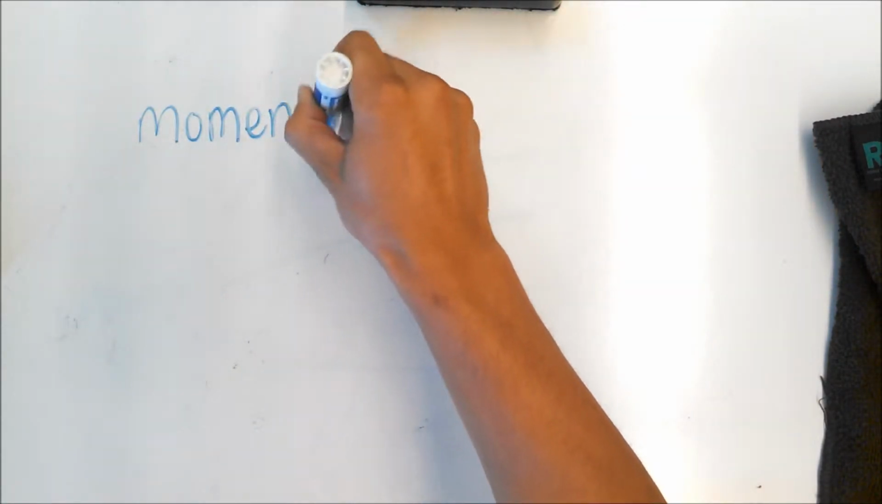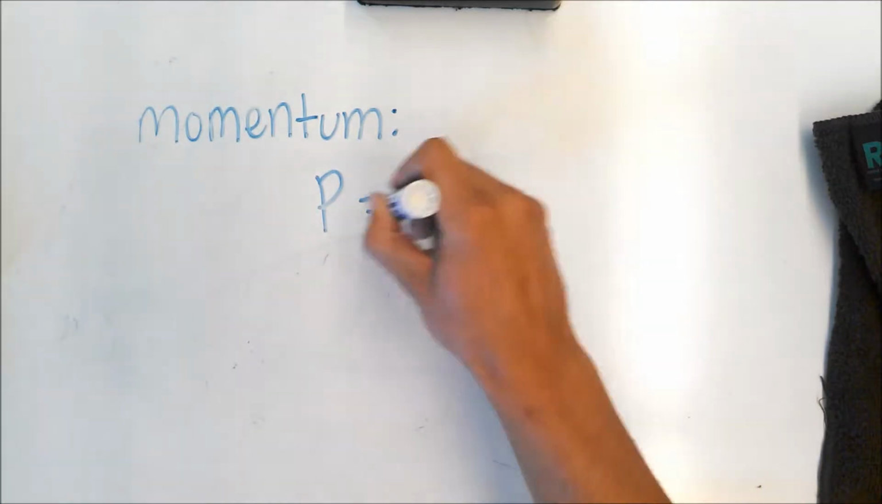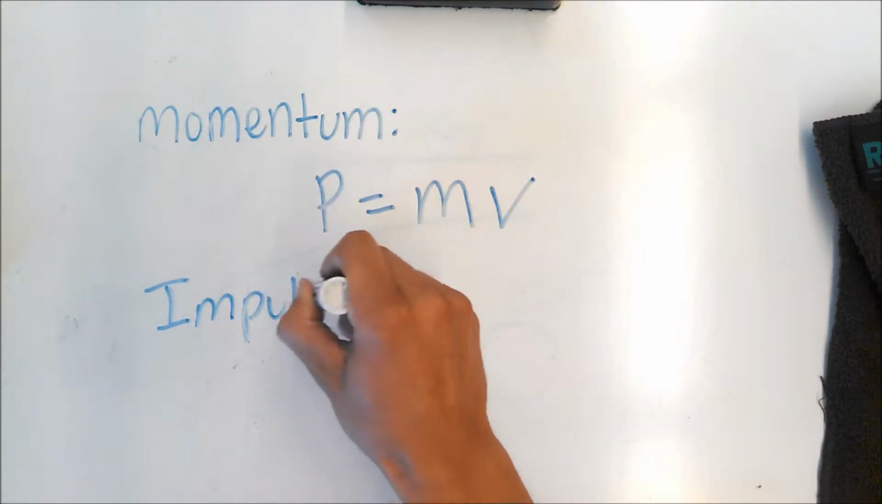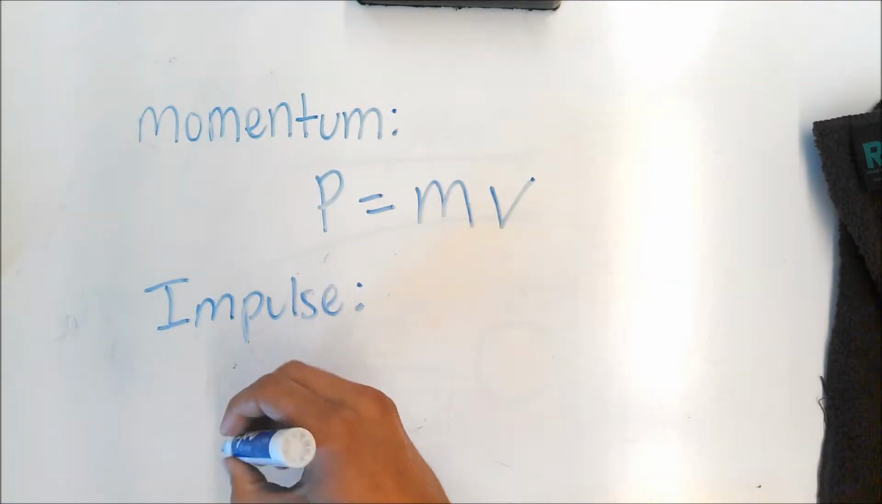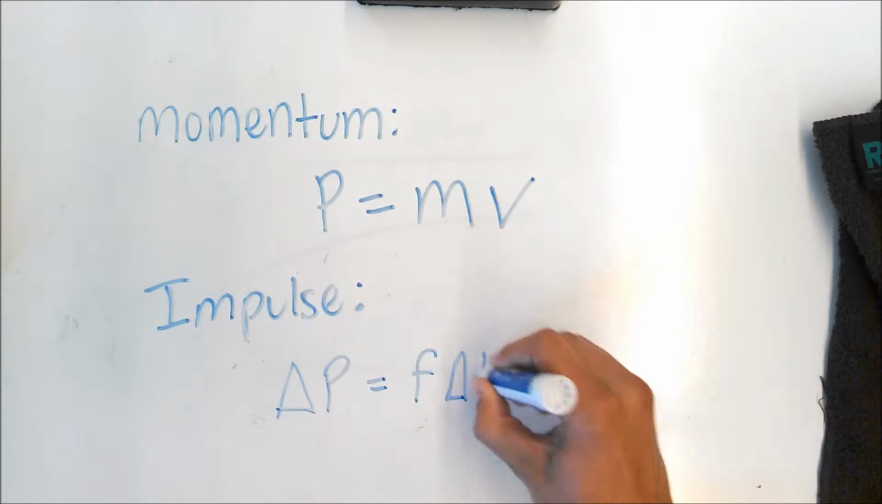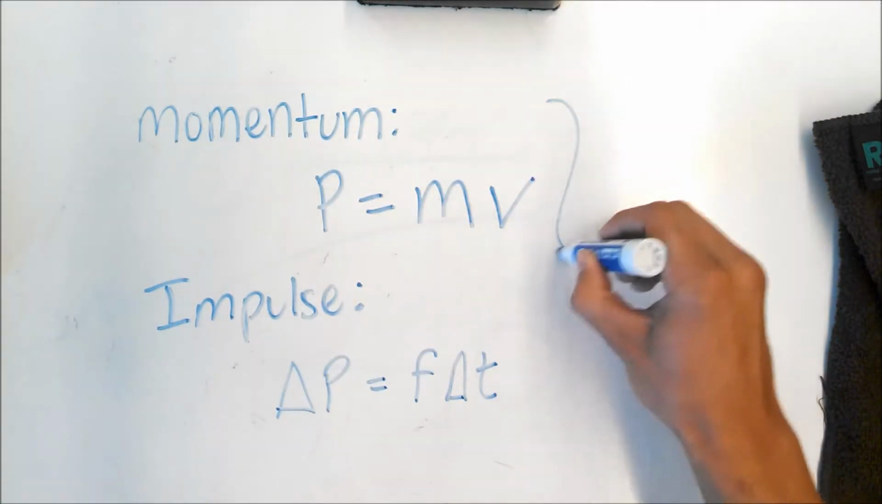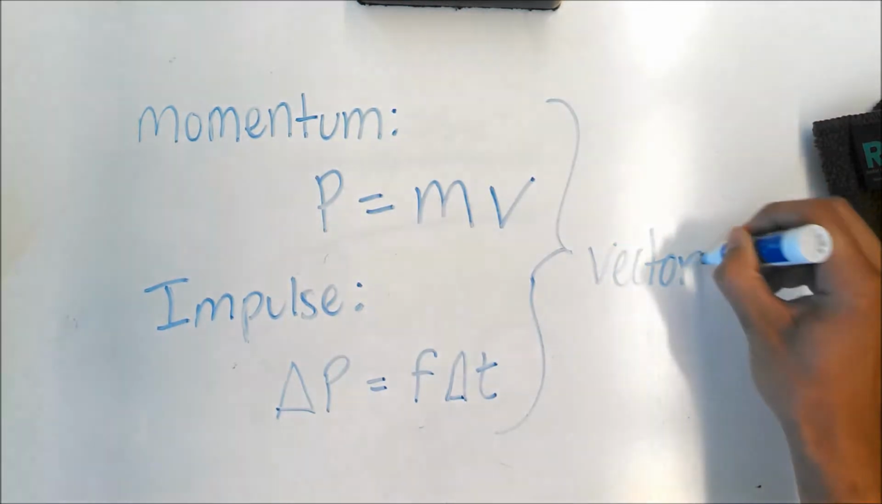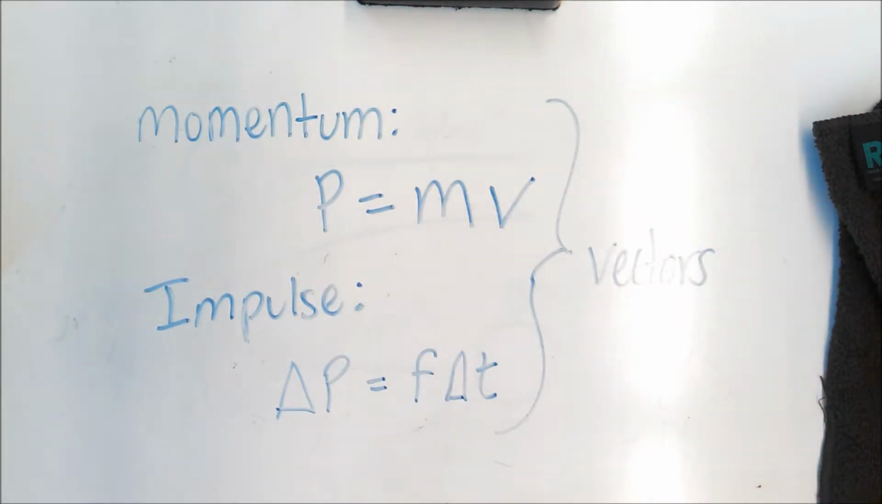The question asks that we define linear momentum and impulse. Momentum is just the product of the mass and velocity, displayed in this equation, P equals mv, and impulse is the change in momentum of the body being acted on by the force, or impulse equals force times the change in time. Both of these equations are vector quantities.